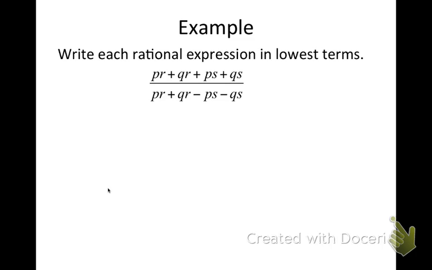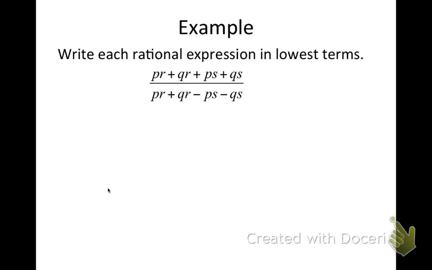PR plus QR plus PS plus QS all over PR plus QR minus PS minus QS. Now before you do anything, just pause for a second because students make this mistake all the time. We can only cancel out common factors. Is anything up here yet written as a factor? No, there's plus signs between them.